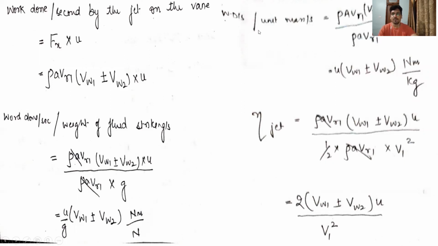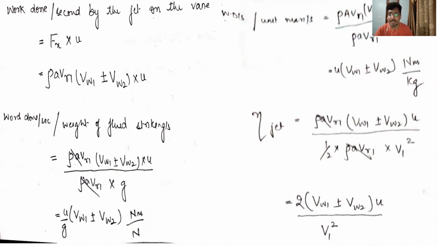Or if we have to find the work done per second per unit mass per second, that will be rho A VR1 (VW1 plus minus VW2) into U divided by mass, so rho A VR1. So this is U (VW1 plus minus VW2) Newton meter per kg, the work done per second per unit mass.